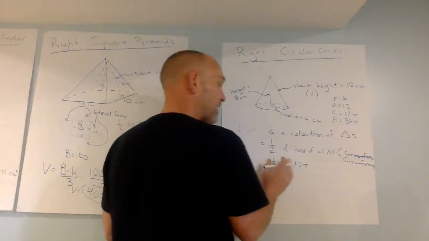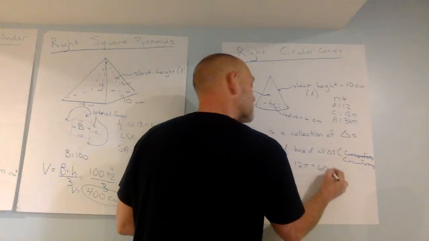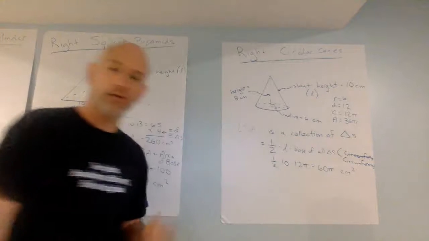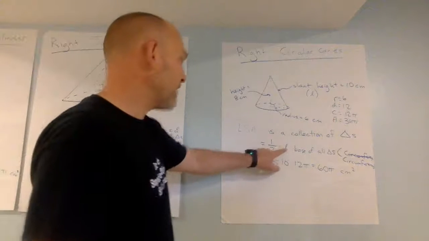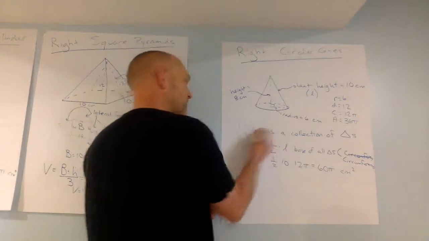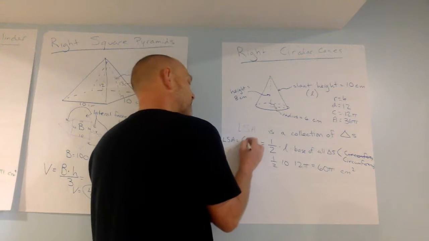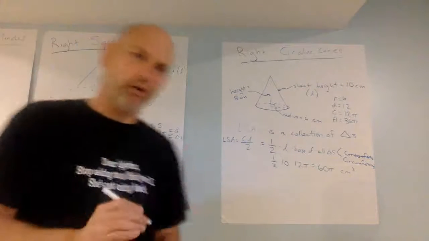1/2 of 10 is 5. 5 times 12 is 60. Tack the pi on. These are in centimeters, so I put square centimeters on it. So I just need to remember it's 1/2 times the slant height times circumference. If you want to think of it as a formula, it's the circumference times the slant height divided by 2, or 1/2 of that. So if you want to just think of it as a formula.